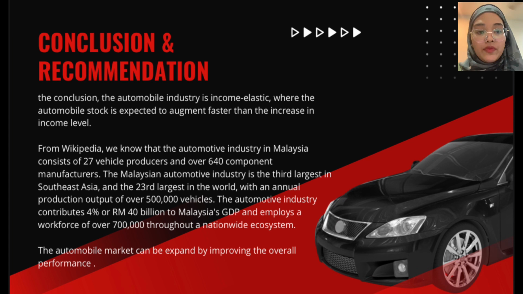The conclusion and recommendation. The conclusion: the automobile industry is income elastic, where the automobile stock is expected to grow faster than the increase of the income level. From Wikipedia, we know that the automobile industry in Malaysia consists of 27 vehicle producers and over 640 component manufacturers, and the Malaysian automotive industry is the third largest in Southeast Asia. The automobile market can be expanded by improving the overall performance. That's all for me. Thank you.